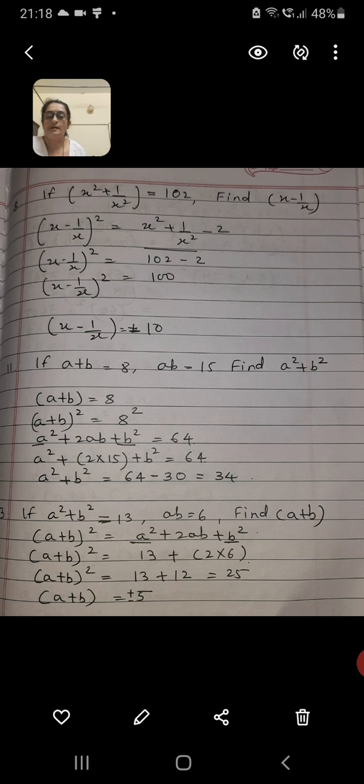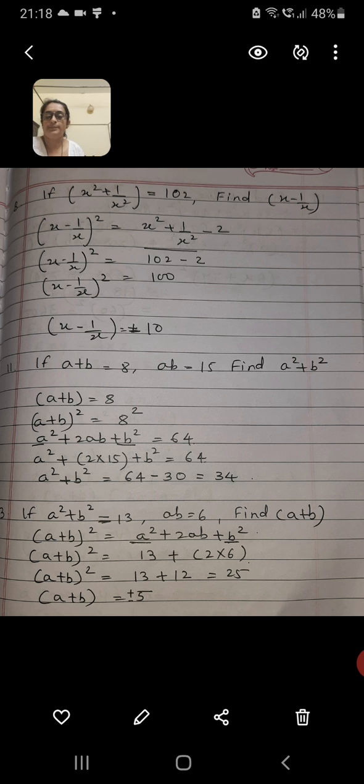So a square and b square we are going to keep aside, and 2 into ab, ab's value is 15. So 2 into ab is 15, that gives you 30. Take it to the right hand side and keep a square plus b square to the left hand side. So 64 minus 30 gives you 34.